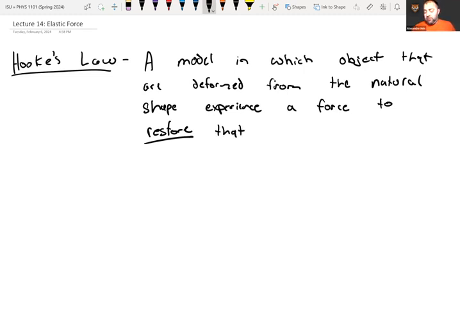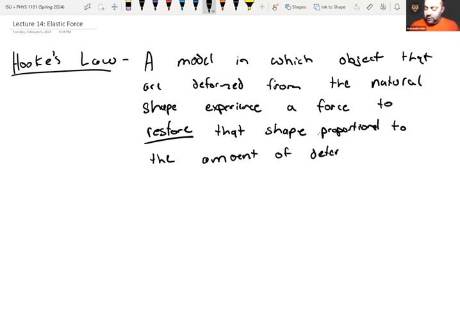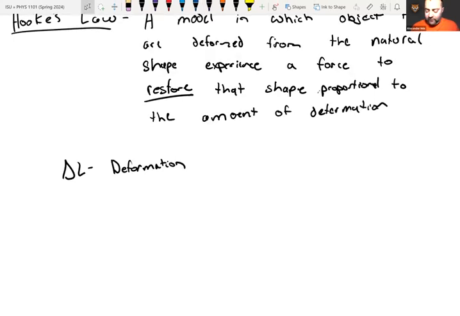We saw that term in previous chapters, but basically that's what we mean. It's just a force that restores that shape, and that force is proportional to the amount of deformation. So what does this mean? The way the book presents it, if you have delta L, this is your deformation. Then your force is proportional to delta L. This symbol looks kind of like an 8 without the tail. That is proportional to.